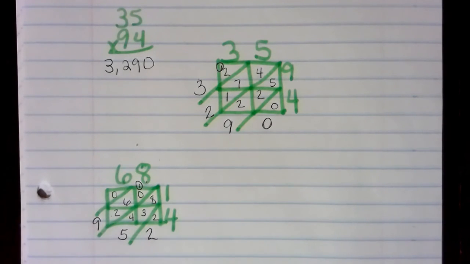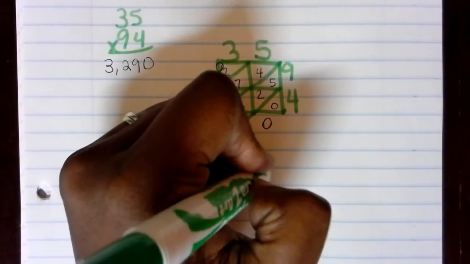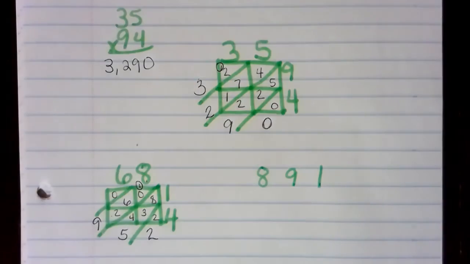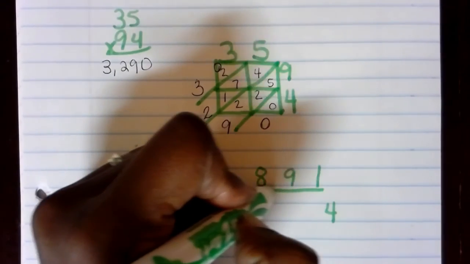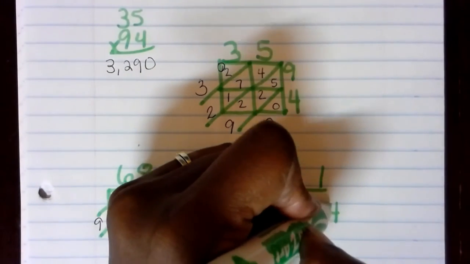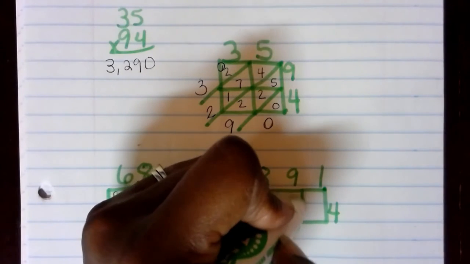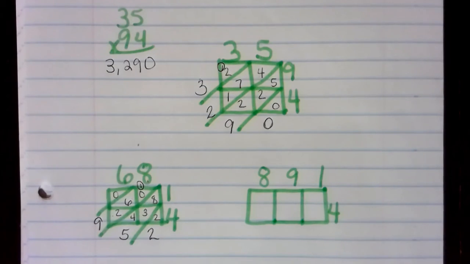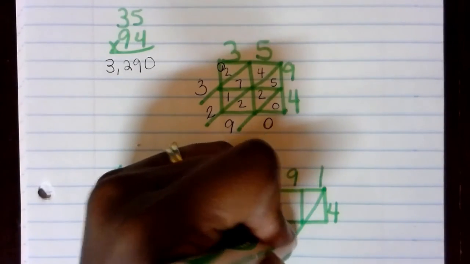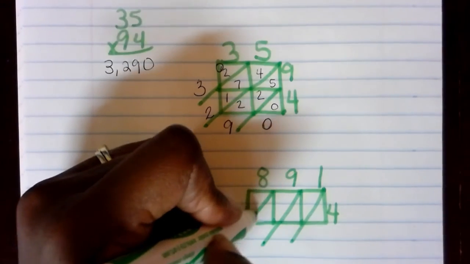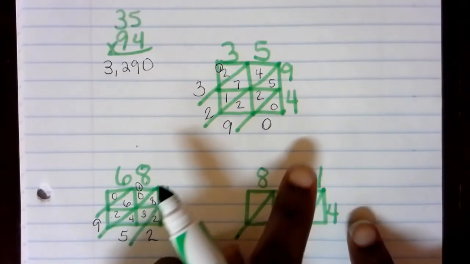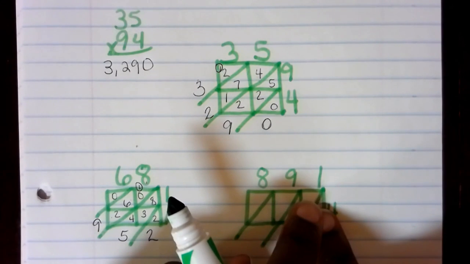Our third problem, I would like to show you how to multiply 3 digits times 1 digit. In this case, I will write 891 times 4. Because I have 3 numbers at the top, I need to make 3 columns. I only have 1 number on the side, so I'm going to have 1 row. Split each square by using a diagonal line, and then it's simply lining up your numbers and putting the product inside.